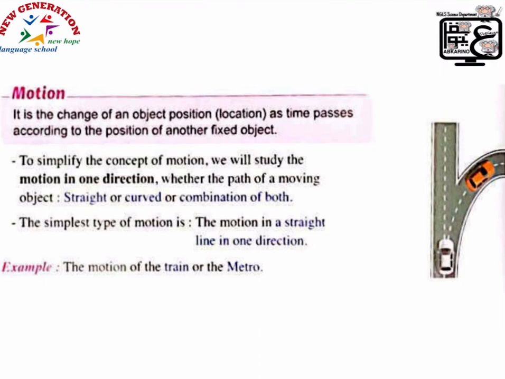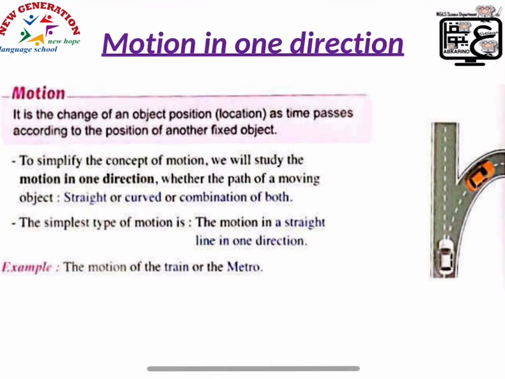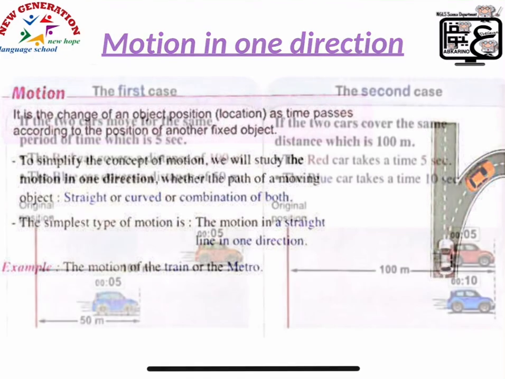To simplify the concept of motion, we will study the motion in one direction. The simplest type of motion is the motion in a straight line in one direction, like the motion of a train or the metro. So if I ask you why the train or the metro is an example of motion in one direction, it's because the train or the metro goes forward or backward, you know? So this is motion in one direction.